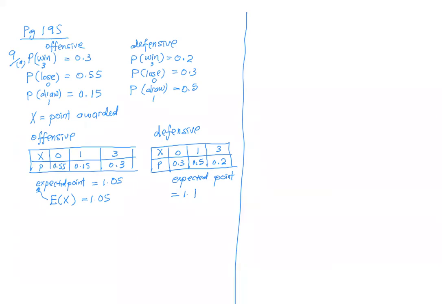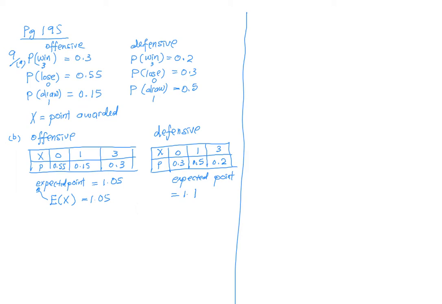So statistics is like that. You write down properly because there's not much calculation. Calculation is all done by the calculator. Okay, in the long run, is it better for the team to play an offensive or defensive strategy?